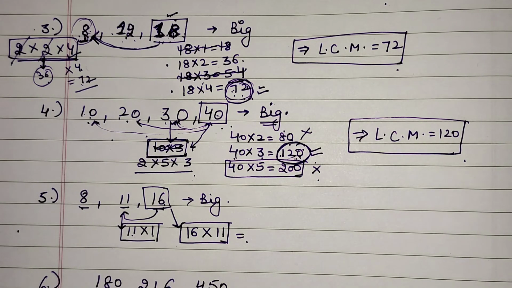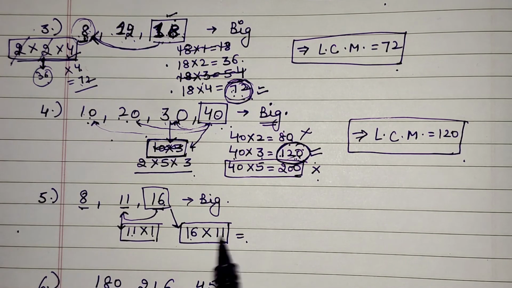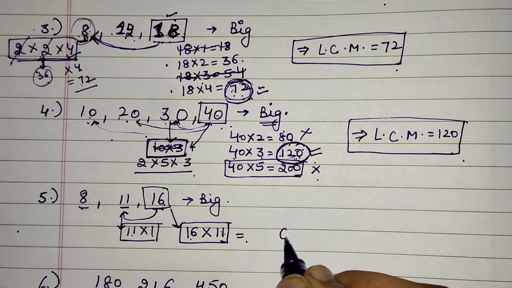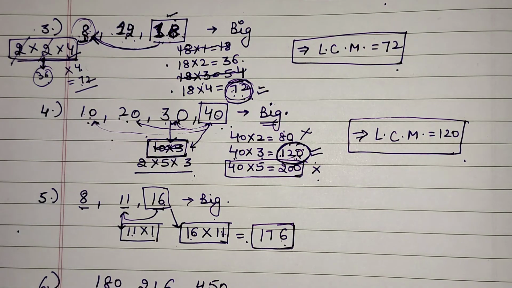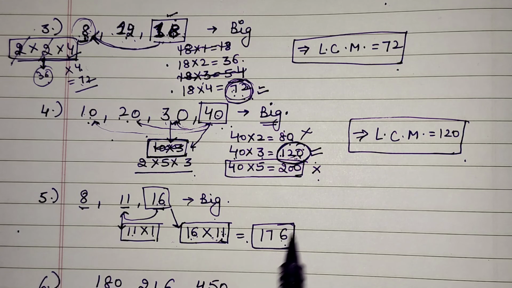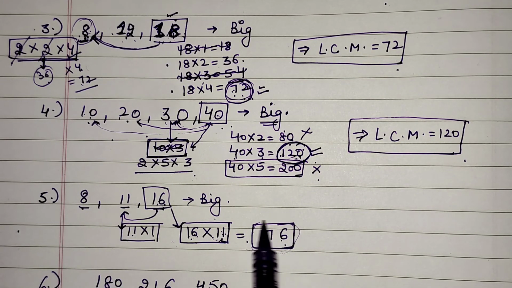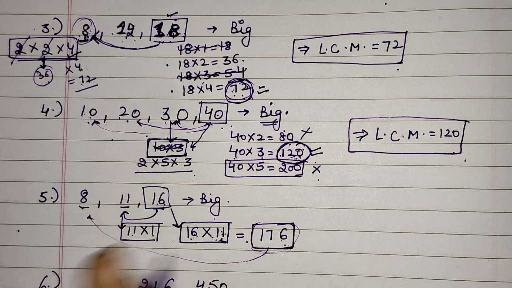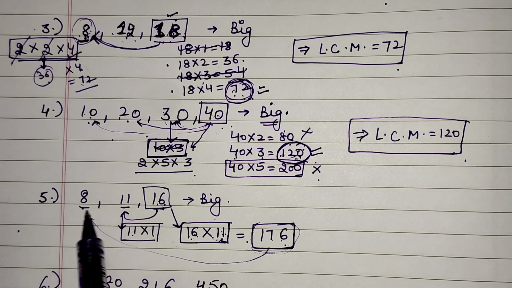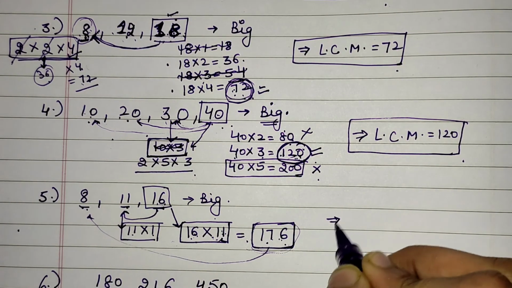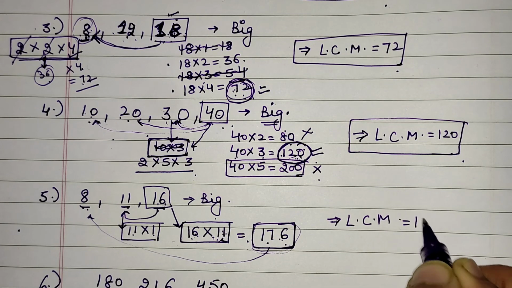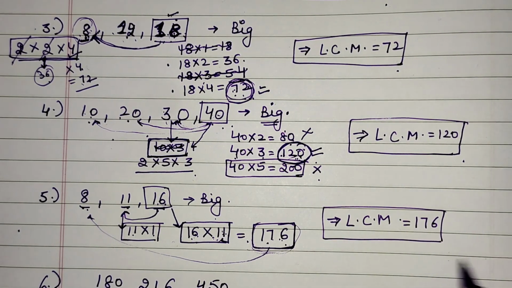In my earlier videos I have told how to do fast multiplication of general numbers. So what do you get here? You get 176, right? Remember one thing, once you have multiplied your bigger number with another number, check that the resulting number is divisible by all the numbers from the start. It is divisible by 8, it is also divisible by 11, it is also divisible by 16. So that means my LCM will be equal to 176.